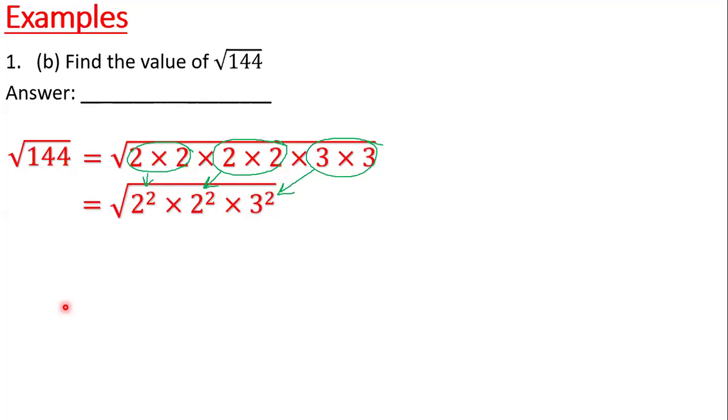Now, what we're going to do is separate them. So we have the square root of 2 squared. We put that here. The square root of 2 squared. We put that here. And we have the square root of 3 squared. We put it there. Right? So we separate them. That's all we did. All we did was separate them.